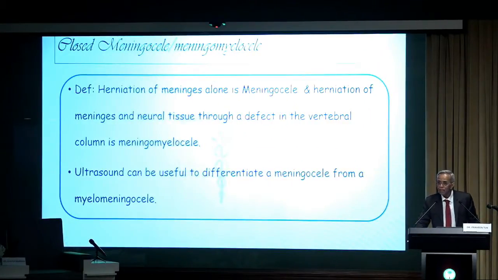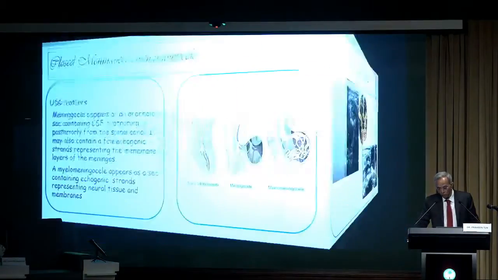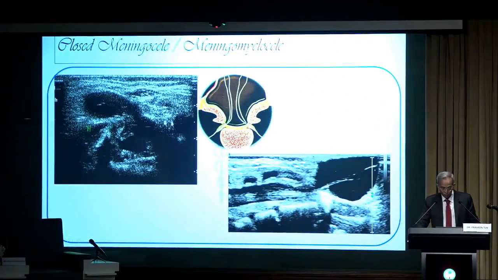It's nothing but a herniation of the meninges. If it is associated with the neural component, then you call it a meningomyelocele. If it is not associated with it, you call it only a meningocele. What we find on ultrasound is a saccular herniation without any internal echoes, which is a meningocele, and with internal echoes or strands if it is a meningomyelocele. This is the classical example where you can see a herniation of the meninges. You can find certain echogenic strands, which are basically because of the meninges but not the neural component.